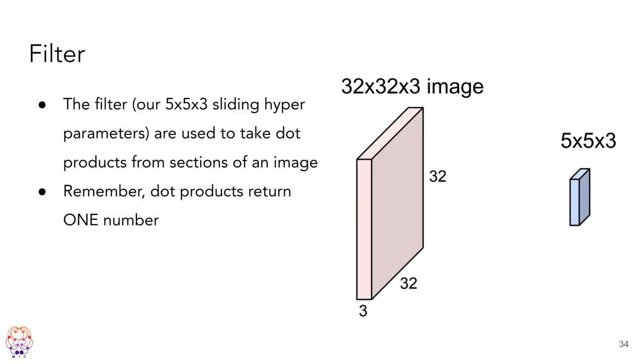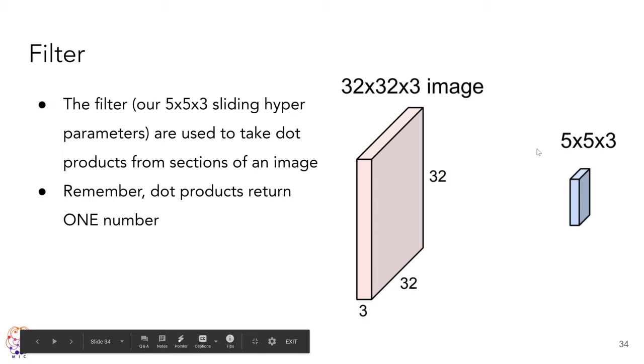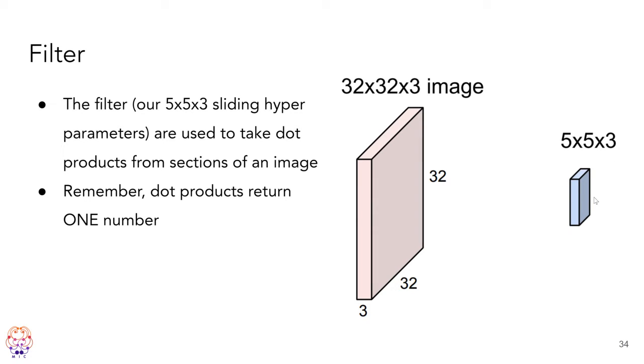So here's a diagram of what an input and a filter could look like. As you can see, that's the input image. This is the filter. The filter is a lot smaller than the image, so it can detect different features in different parts of the image. And remember, the dot product returns one number. That's pretty important.